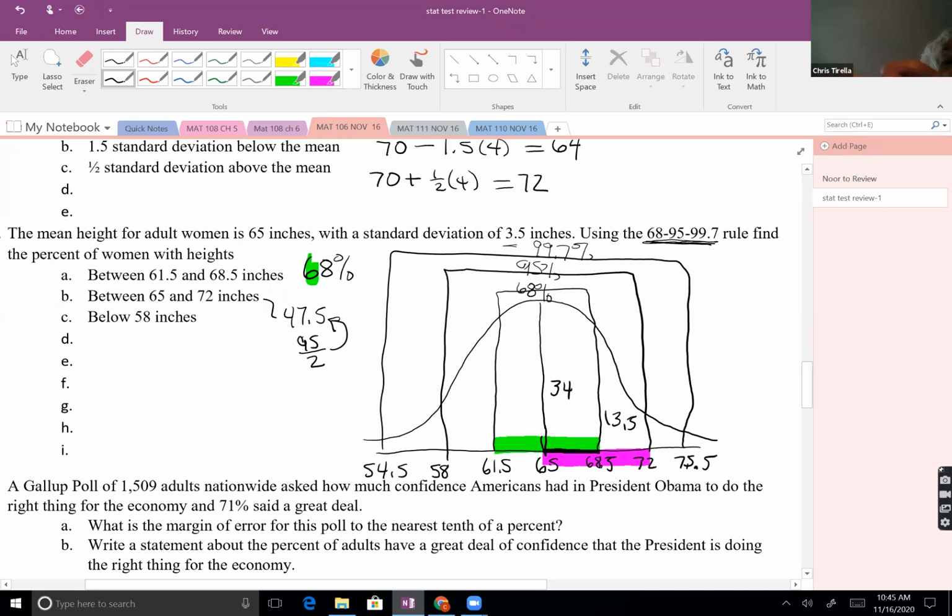And then the last one asks for below 58. And you guys remember for below, we're going to take 58 as the boundary of 95. We want outside, so we're going to take 100 minus 95. And then we'll divide that by 2 to get 2.5%.